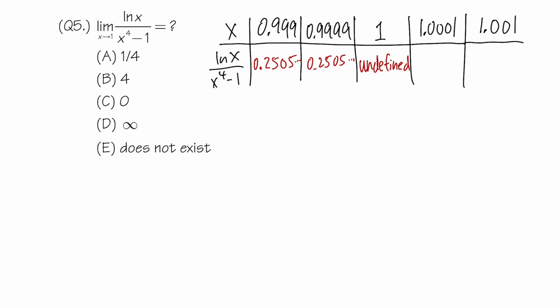Anyway, 1.001, we get 0.2495, and then 1.0001, this also gives us about this 0.2495. Again, there are more digits, but you can see that we get 0.25, and that's of course 1/4. So that's the answer for that, and we are done.